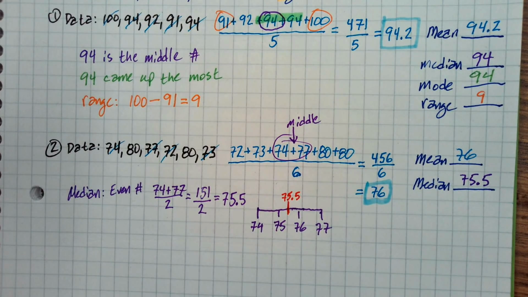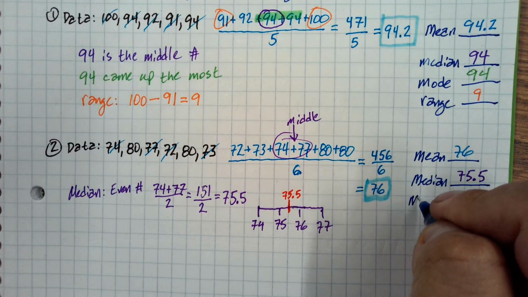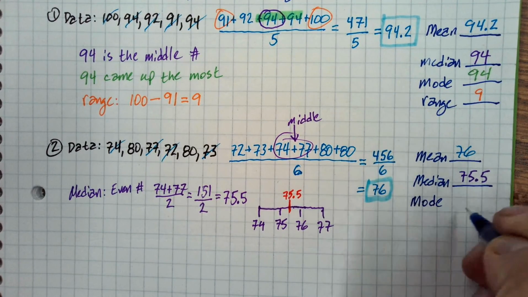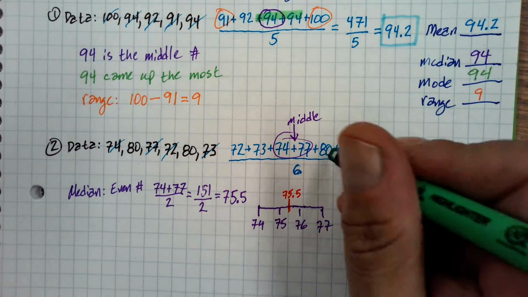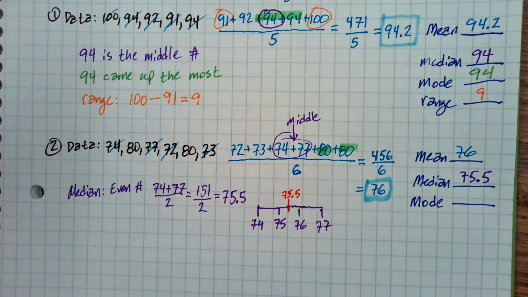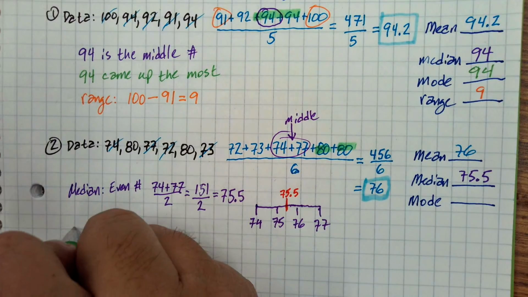Okay, let's find the mode. It's the number that came up the most. Which number came up the most? 80. Definitely 80. 80 came up 2 times right there. Every other number came up once. So 80 came up the most.